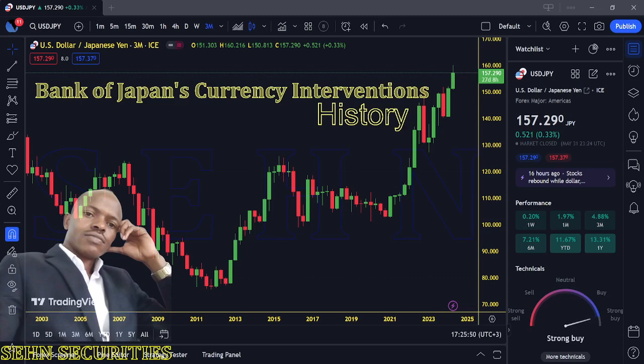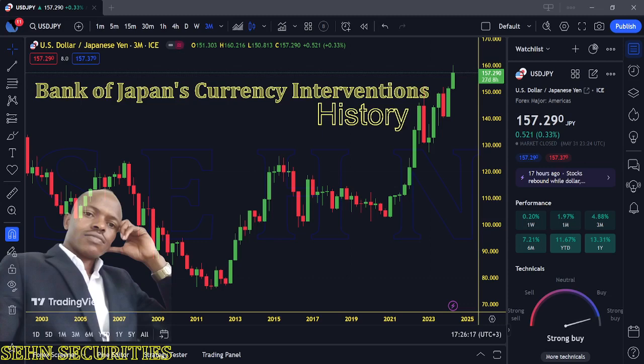For Forex traders, understanding and anticipating central bank interventions is crucial, as these actions can lead to significant market movements and volatility. Traders must stay informed about central bank policies and be prepared for potential interventions to make informed trading decisions and mitigate risks. The history of Japan's interventions in the currency markets provides a detailed case study on how such actions are conducted and their implications.